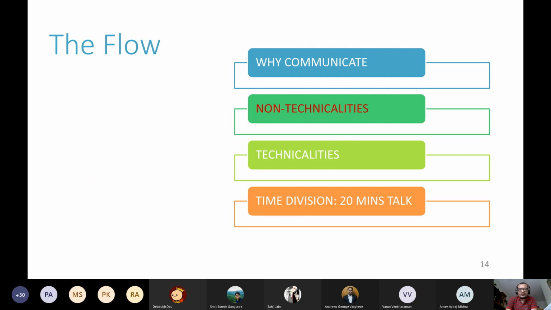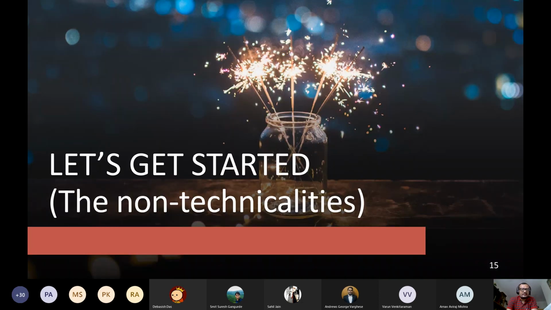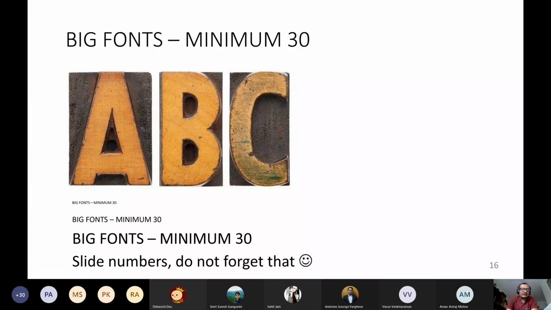So remember the flow that I have mentioned. Now I will give you a few non-technicalities that at least I try to follow in my slides. The first thing that I am seeing every day, every time I sit through any MS, PhD defense or any project report presentation, is extremely small fonts. I don't know why. So my first mantra will be: use big fonts so that it will be legible. Anyone can see it, right?